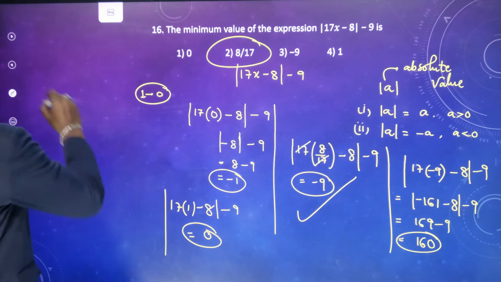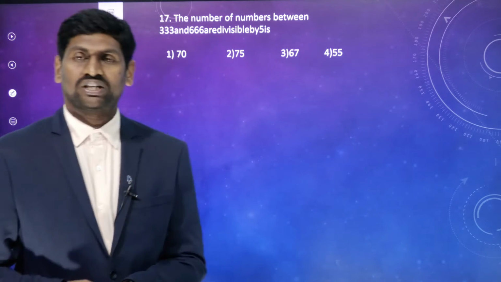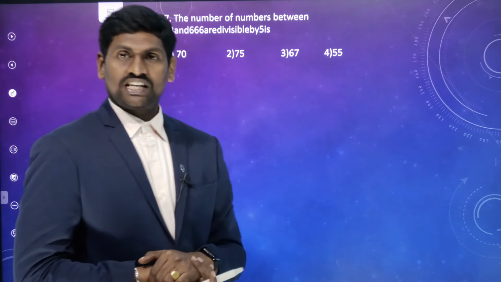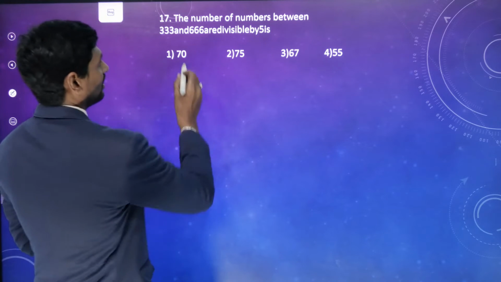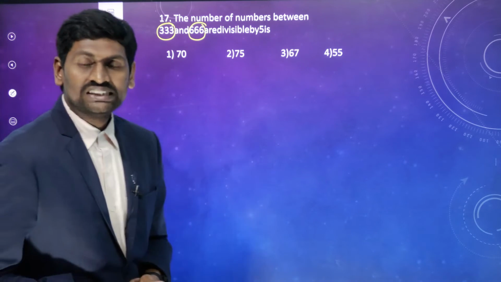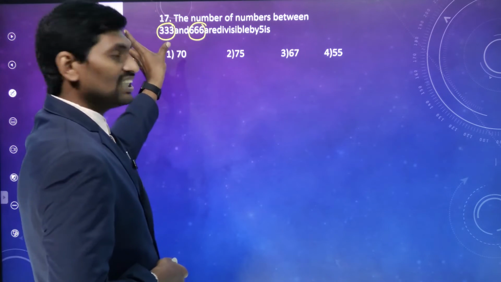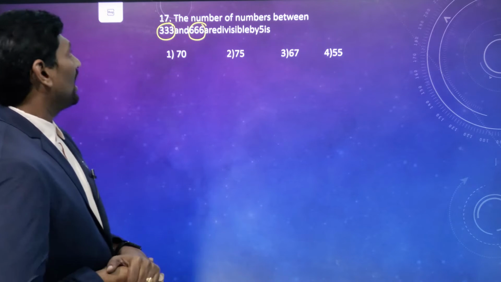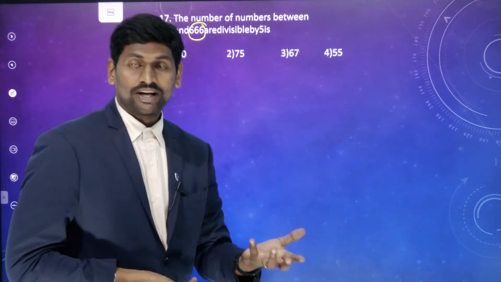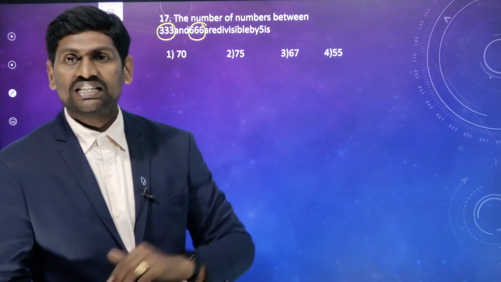Coming to the next question. This is the same as the previous one. How many numbers divisible by 5 lie between 333 and 666? See this model: what is the larger among these? 666, and the smaller one is 333. The question asks how many multiples of 5 are there between 333 and 666.